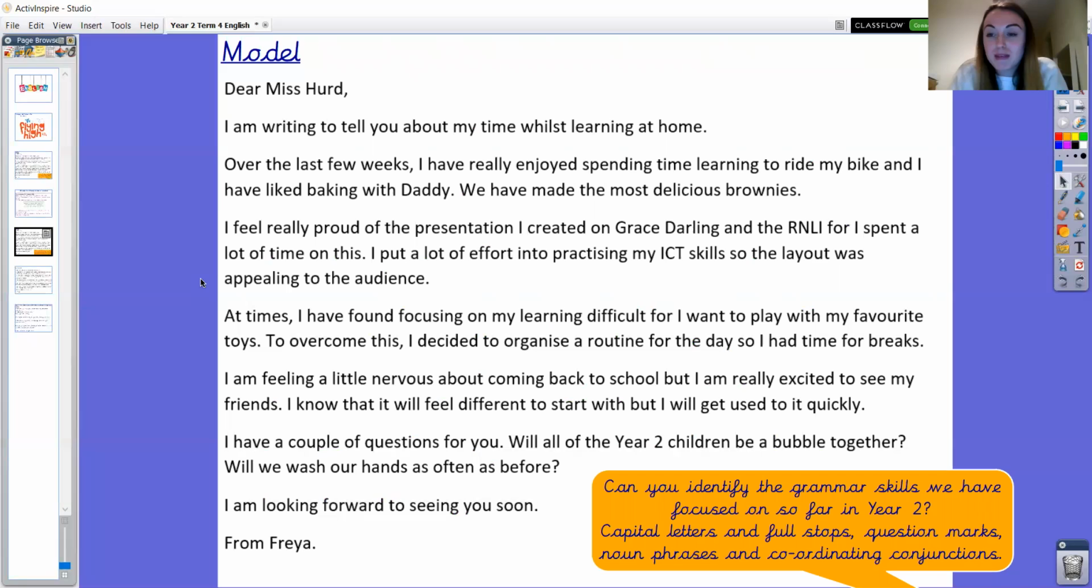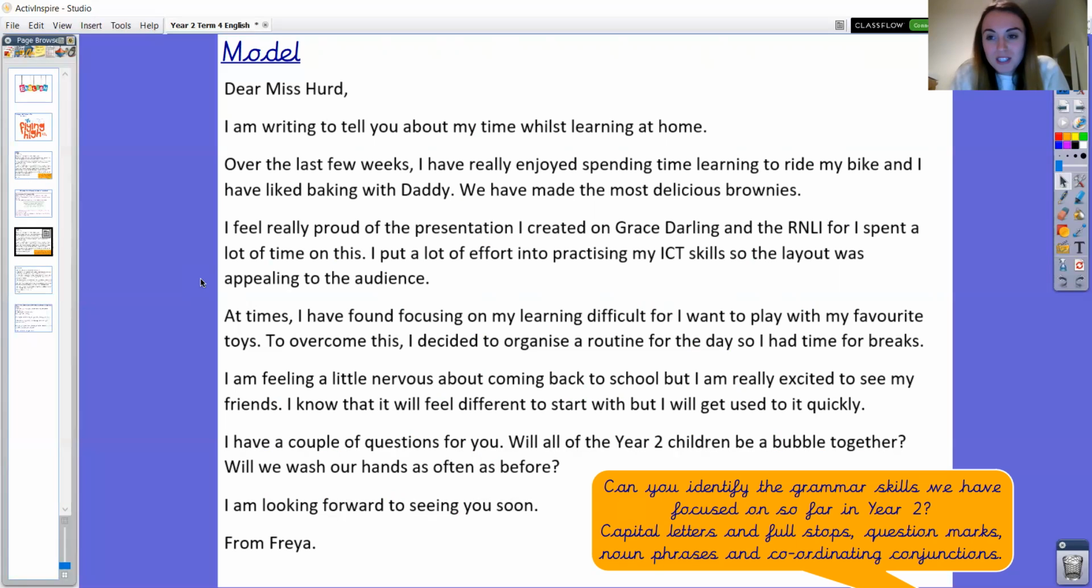So just to remind you of some examples of coordinating conjunctions, there might be and, but, so, for, or. Well, there could be yet, but I haven't used yet. I've given you a clue there. So see if you can spot these different grammar skills in the model.